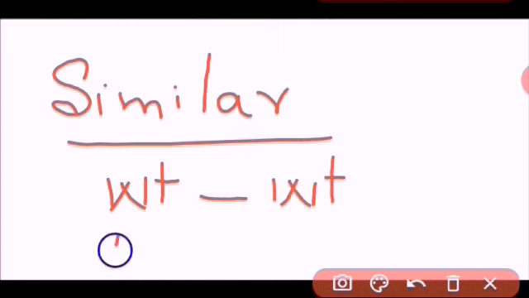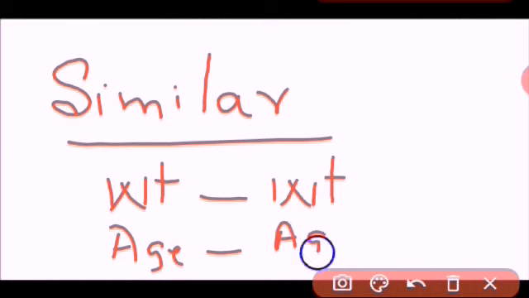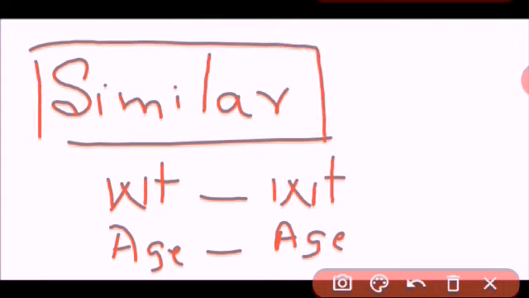Similar means, if you compare the weight of a person, you have to compare with weight only. Weight to weight comparison should be there. Age to age. Like this you have to compare. The comparison should be between the similar quantities. So this word is very important. Comparison and similar both are important while defining ratio.